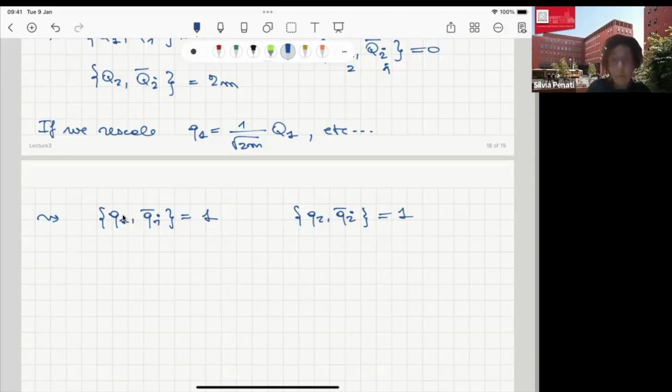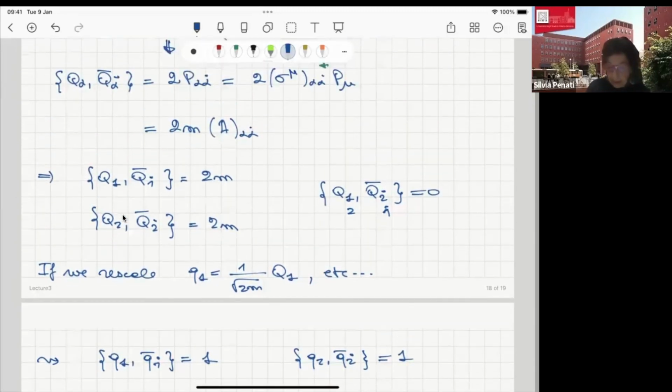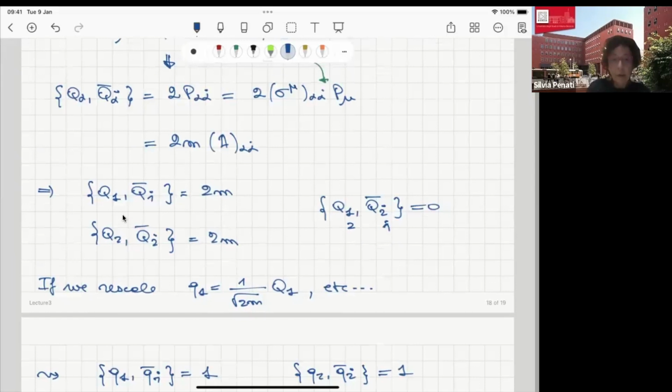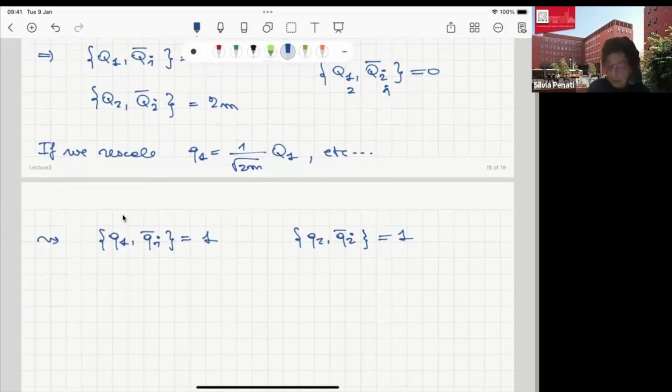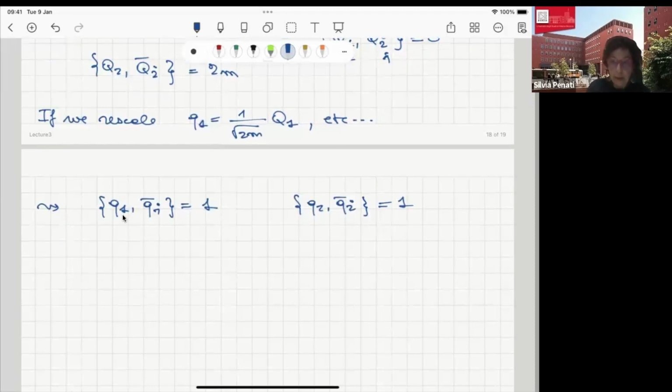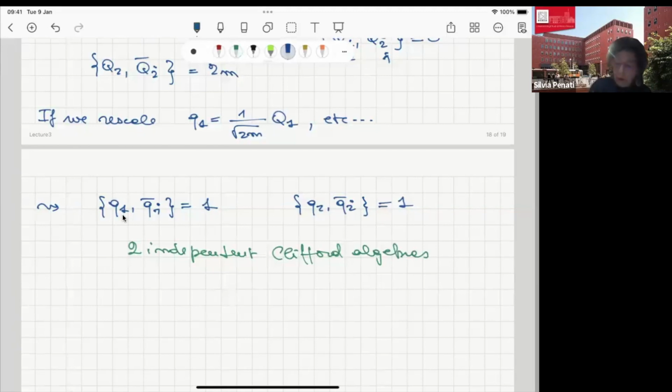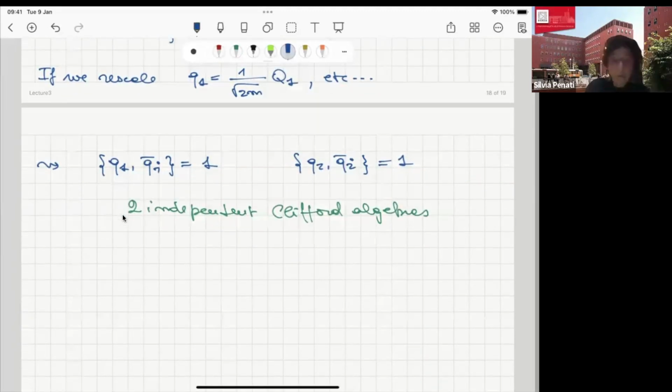Okay, so what we have found is basically that from the supersymmetry algebra, we obtain, in the massive case, two independent Clifford algebras, which are typically the algebras of anti-commuting operators, which can be identified with creation and annihilation operators. Okay.